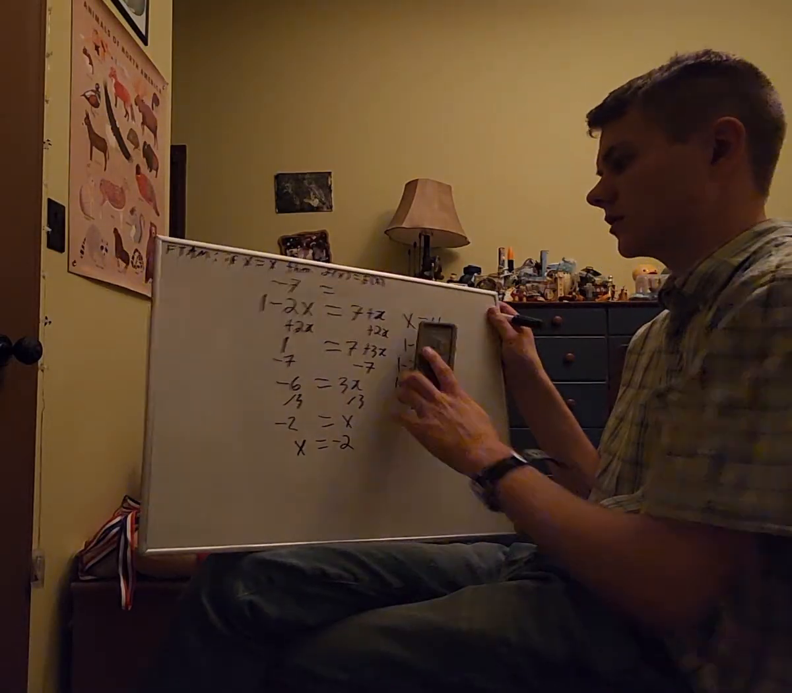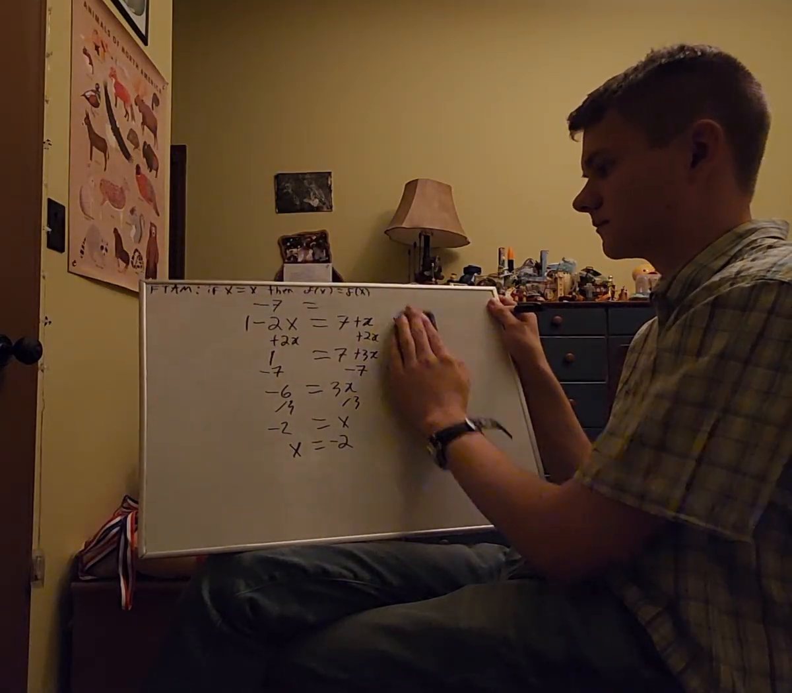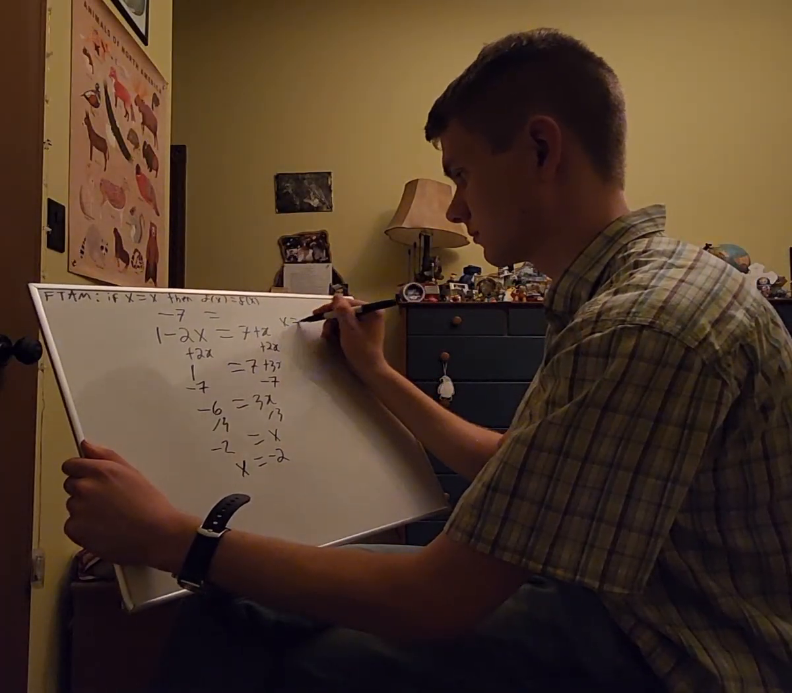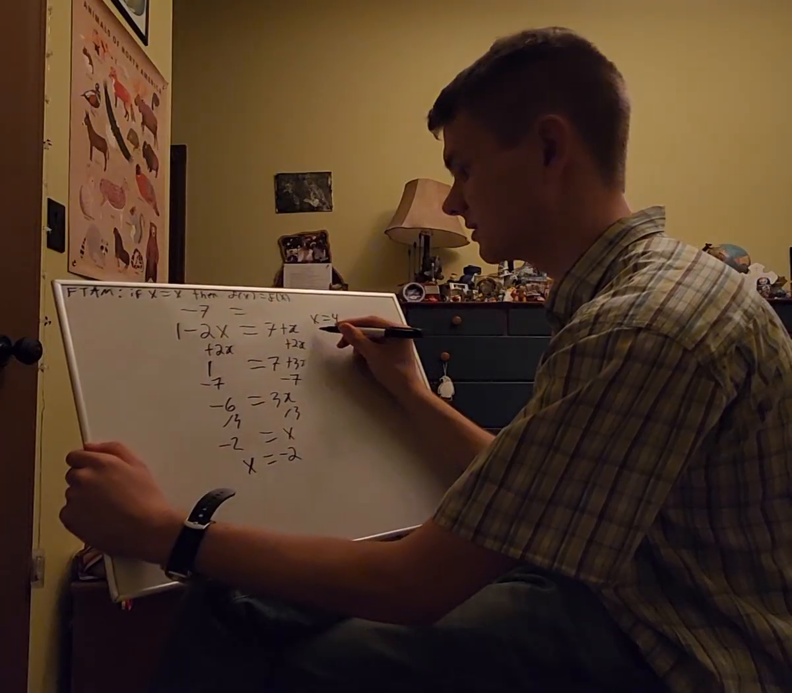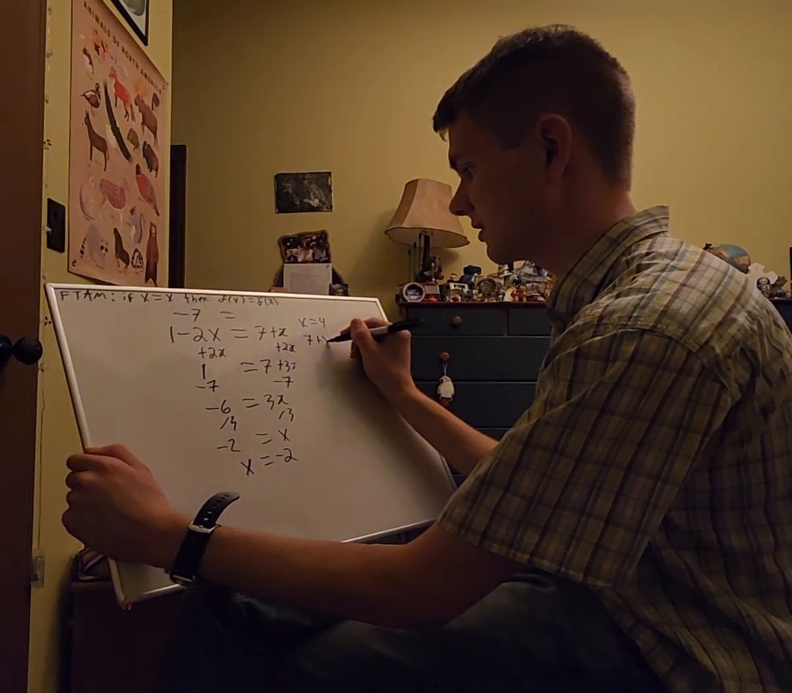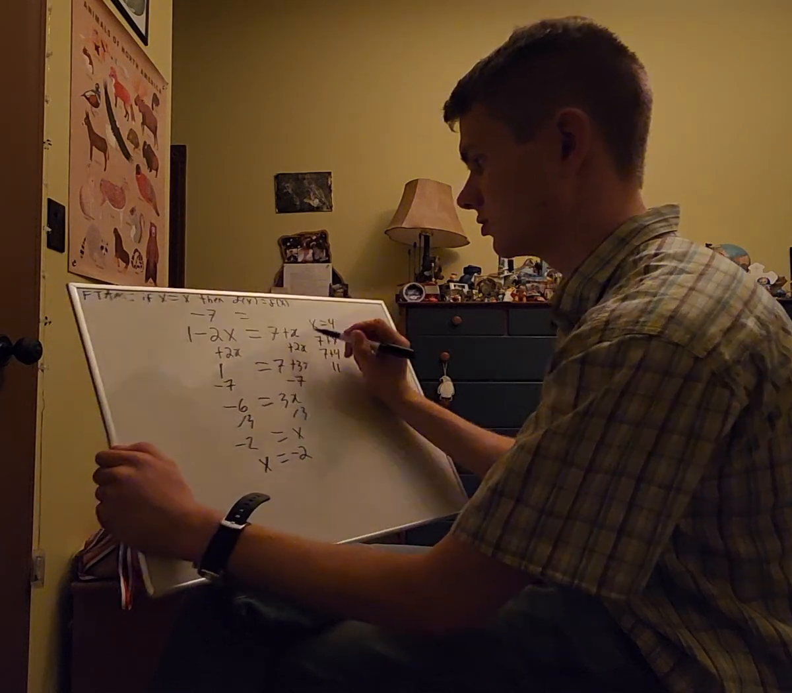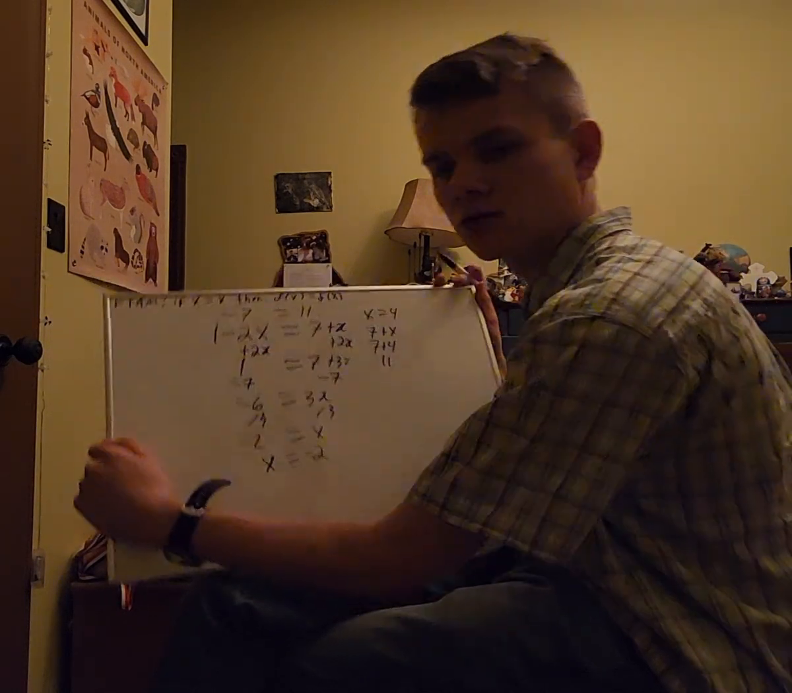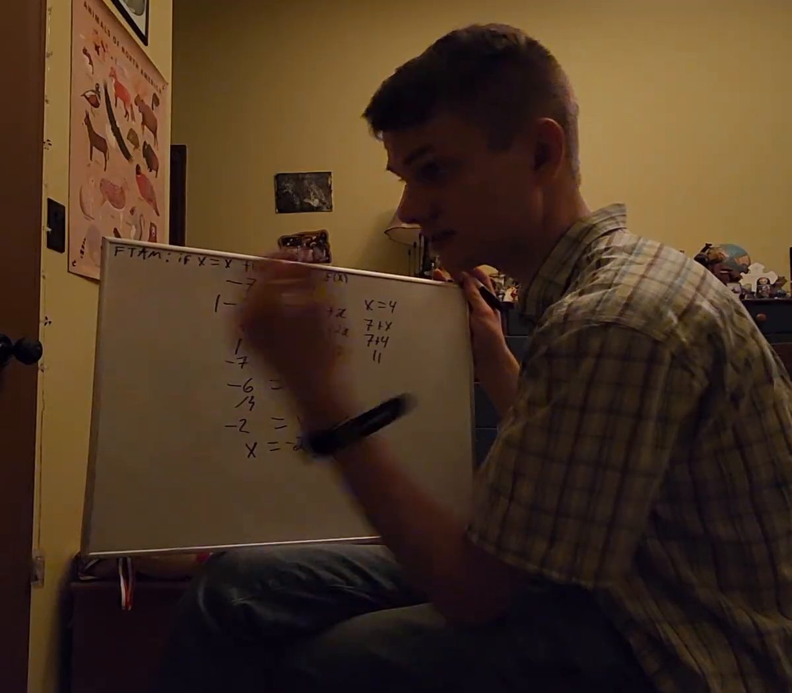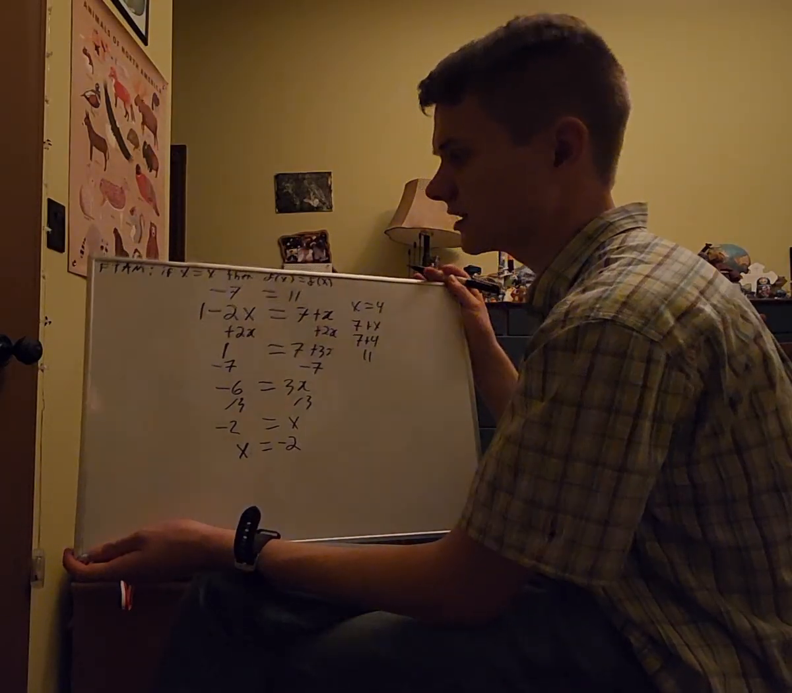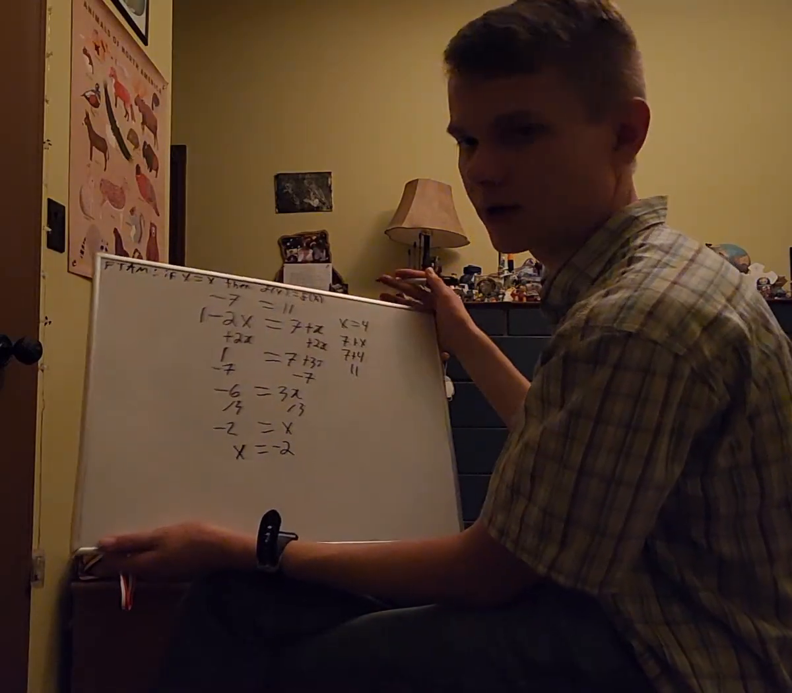Okay, now let's look at the right-hand side. Remember, x equals 4. That means we've got 7 plus x, which is 7 plus 4, which is 11. So negative 7 equals 11. Well, that ain't right. Negative 7 and 11 aren't equal to each other. Well, what does that tell me? That tells me somewhere along the way I made a mistake.